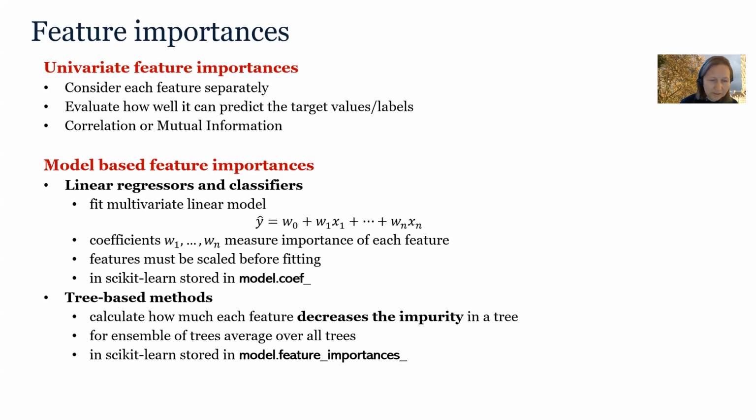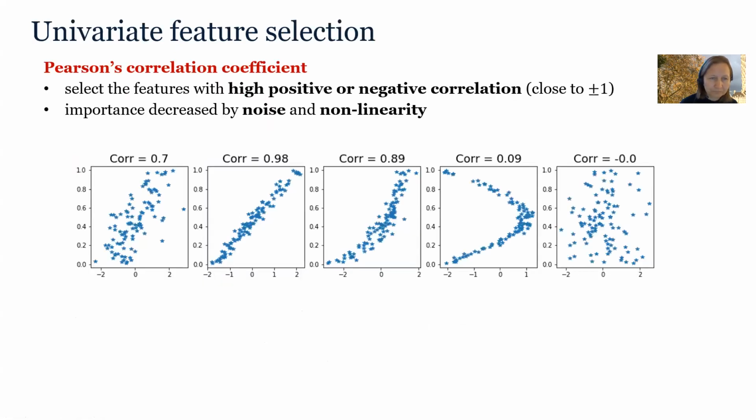And in scikit-learn, this type of feature importance is stored in model.feature_importances_. So let's start with univariate feature selection. One way to do that is to use Pearson's correlation coefficient. So calculate the correlation between our feature values and target values for each single feature, and then we will select the features that have high positive or negative correlation. So we want something close to either +1 or -1.